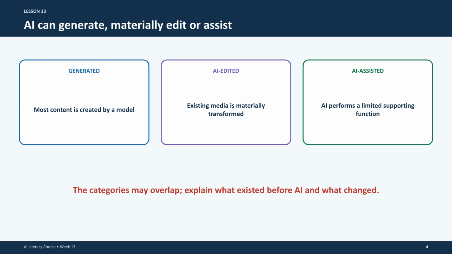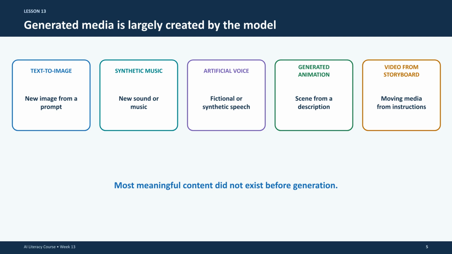AI can play different roles in your workflow. It might generate content, edit existing material, or simply provide limited assistance. Because these roles often overlap, it is vital to clearly explain what was already there and what the AI system modified. Generated media, like text-to-image prompts, synthetic music, artificial voices, or AI animation, is largely created by a model. Since most of this meaningful content did not exist before generation, this level of involvement requires rigorous review and clear disclosure.